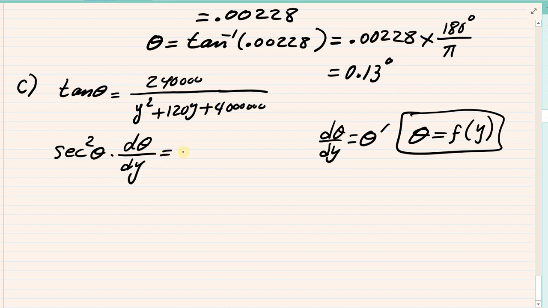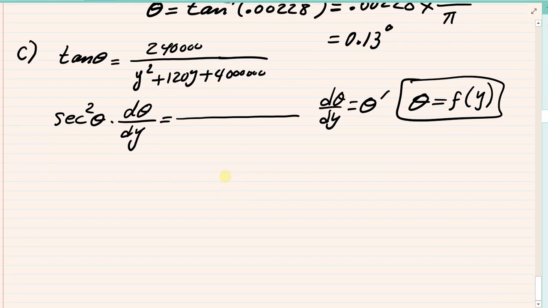And for the right side of this one, let's see, we can do the quotient rule. 240,000 is constant. So here's what the right side is going to turn out to be. Let's do that derivative here. Now 240,000 is a constant multiple, right? So I'm going to write 240,000, and I want to find the derivative of 1 over y squared plus 120y plus 4 million.